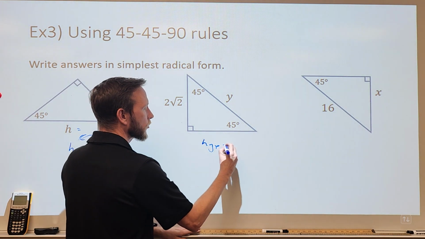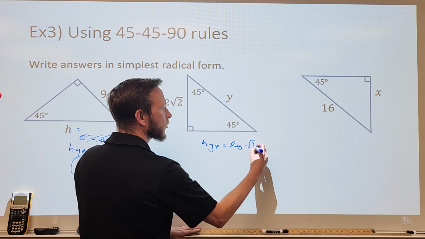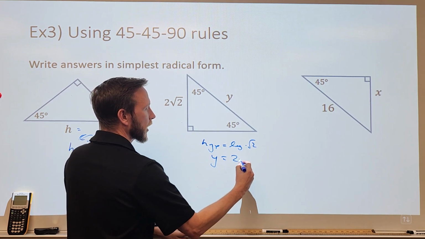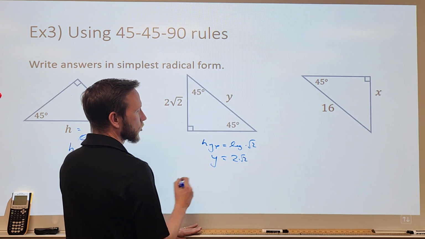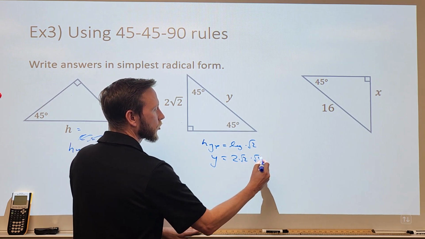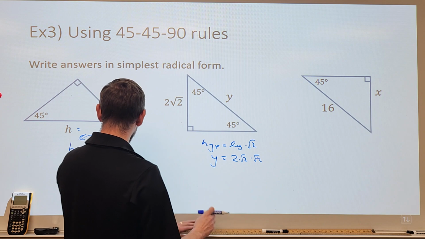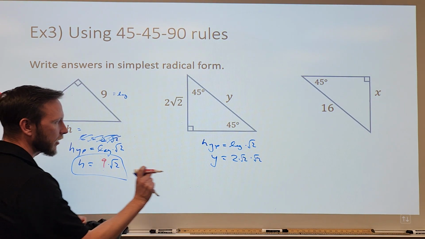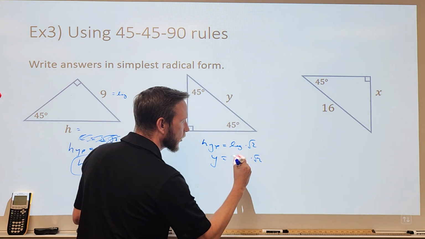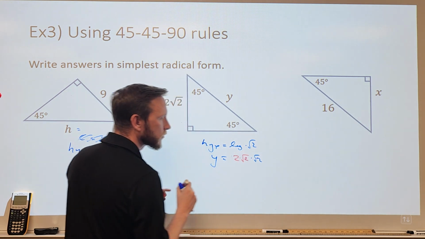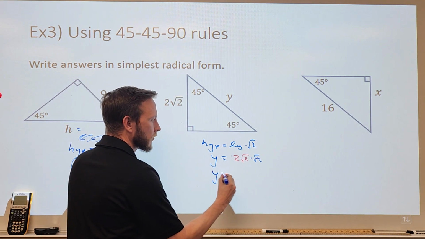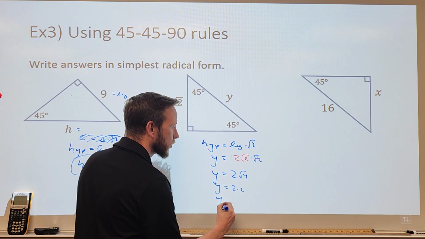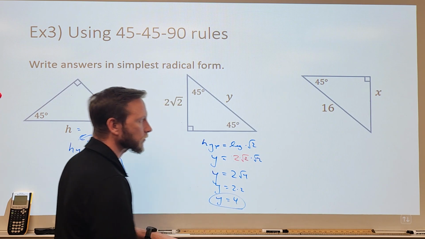Here, the hypotenuse is equal to the length of the leg times the square root of 2. So the hypotenuse is equal to the length of our leg, which is 2 square roots of 2, times the square root of 2. If you want to see that as substitution, the leg length here is 2 square roots of 2, and then we get to multiply that. That gives us 2 times the square root of 4, which is 2 times 2, which is 4.